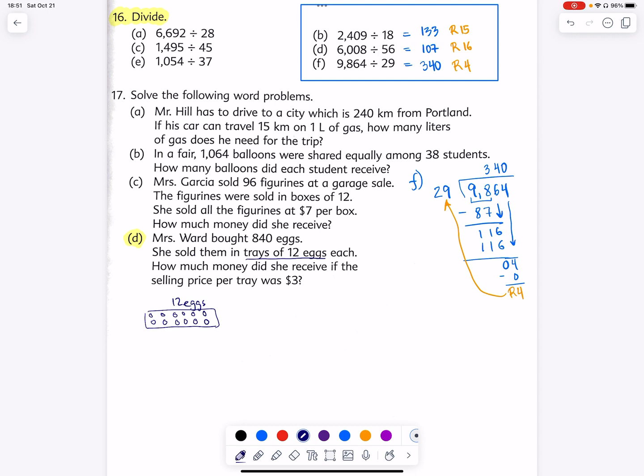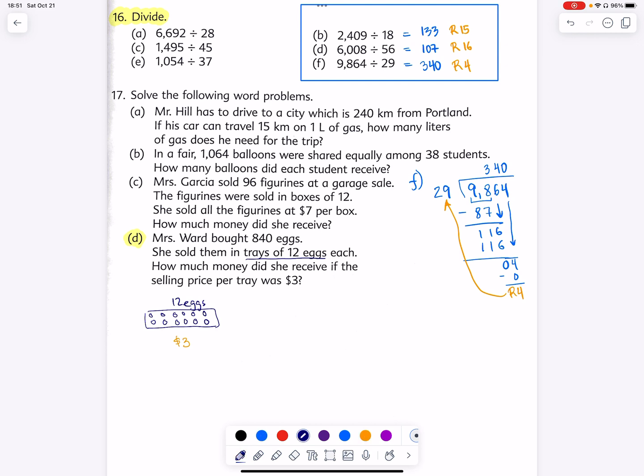What did she do with those eggs? How much money did she receive? If the selling price, oh, she sold them. Oh, got it. And she sold them at $3 per dozen. Oh, how cheap. Definitely cheap. That's not the real cost nowadays.